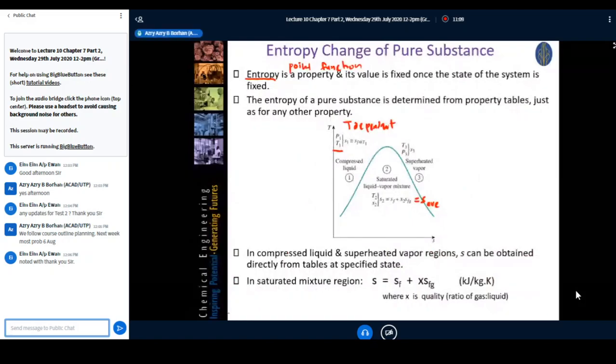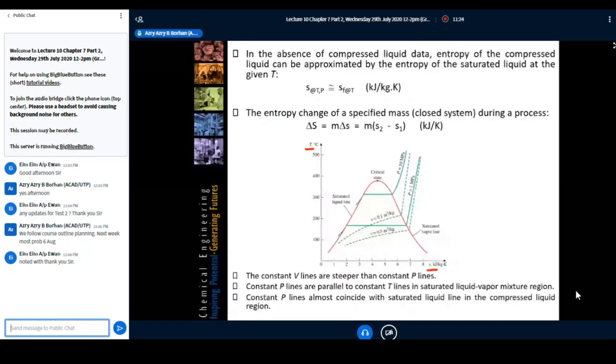In the case of a pure substance, if you are handling water or steam that changes phase, or even R134a, you can simply find the value of entropy by referring to the thermodynamic booklet.